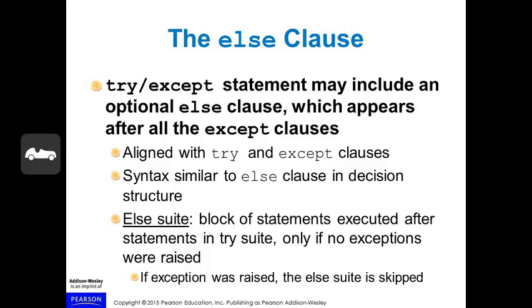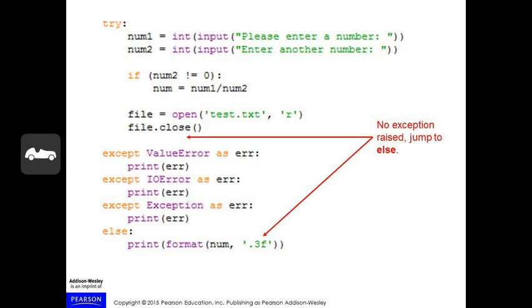And there's another statement you can add to the try except, which is an optional else clause, which appears after all the except clauses. And the block of statements that appears after the else clause is known as the else suite. The statements in the else suite are executed after the statements in the try suite only if no exceptions were raised. If an exception is raised, the else suite is skipped.